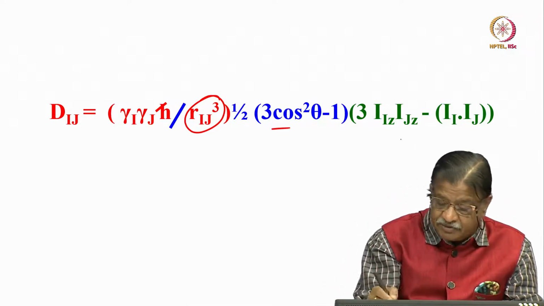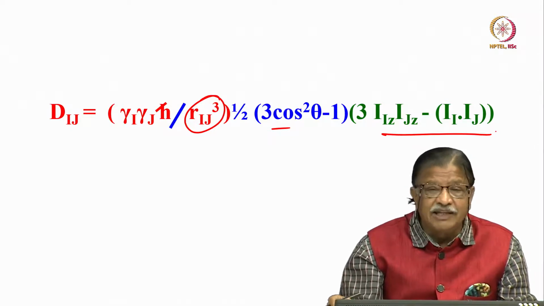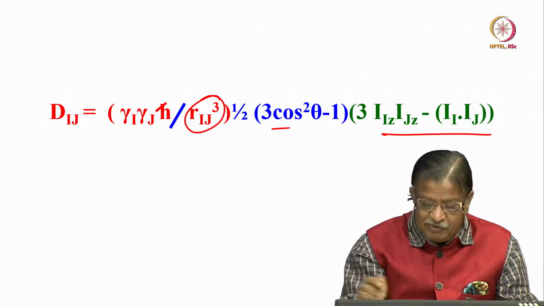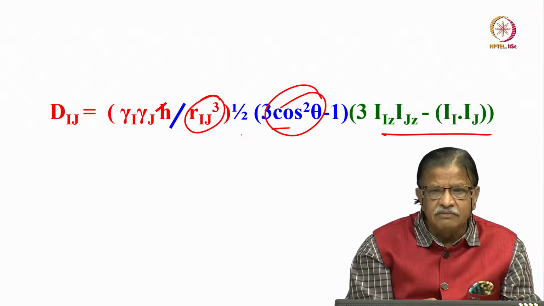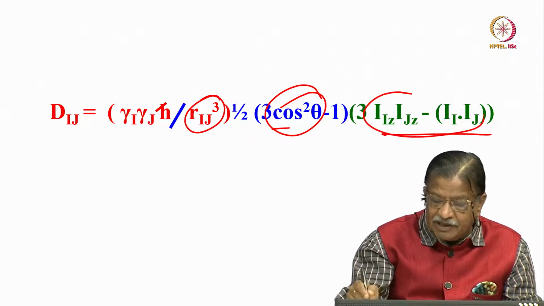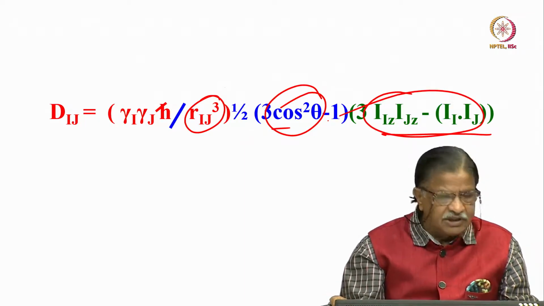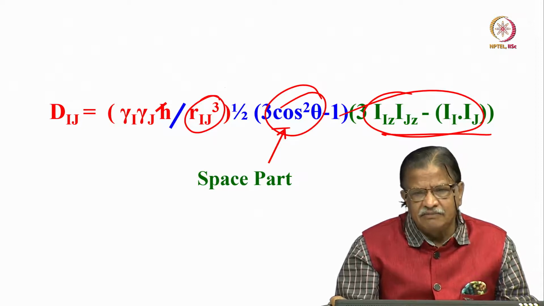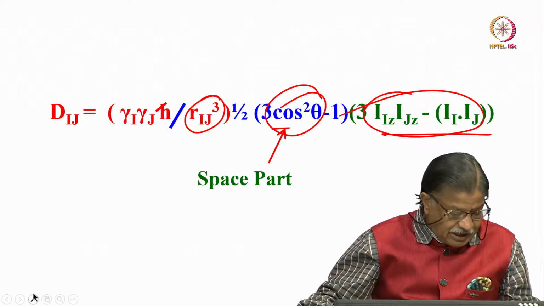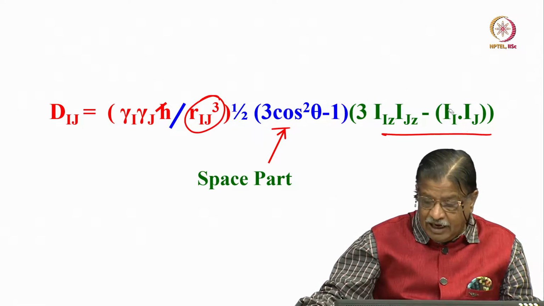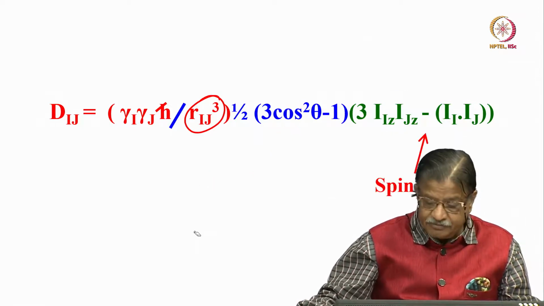What about these two terms? There are two other terms. Can I not make them zero? Is it possible for me to make this term zero? Is it possible for me to make this term zero? This is called the space part, and this is called the spin part.